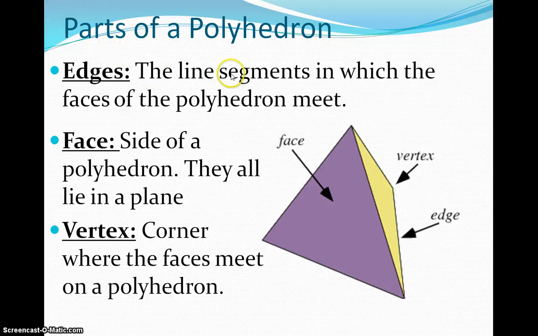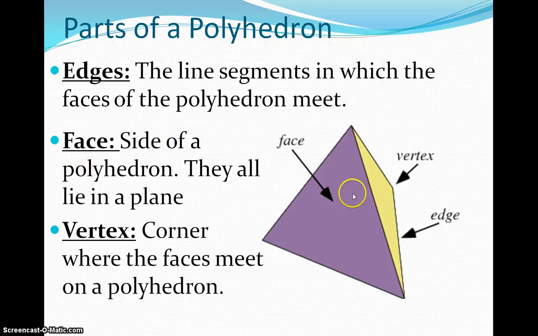So again, the edges are line segments in which the faces meet. Those are the polygons that make up the sides of the polyhedron. Here's one face, and this yellow one over here is also a face, and where they meet is all along this line right here, which we call the edge. You can't see it, but underneath there are other faces, and so this line here represents an edge.